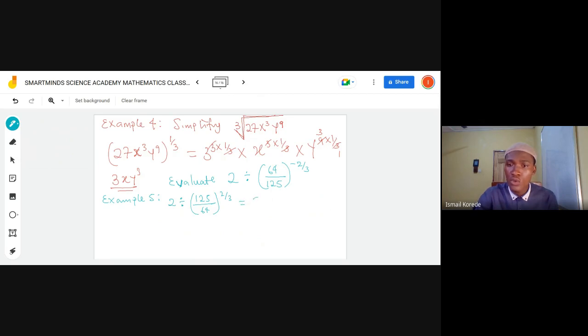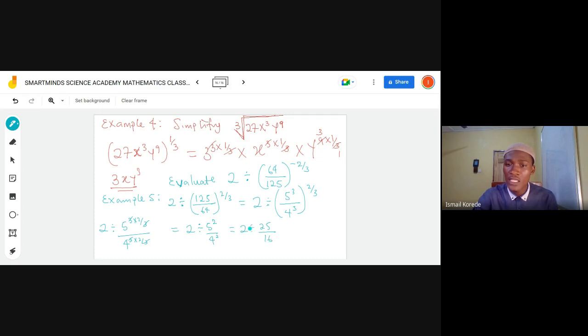So this is equal to 2 divided by, the index form of 125 is 5 to the power of 3, and the index form of 64 is 4 to the power of 3, raised to the power of 2 over 3. So I can share 2 over 3 for both. So that I can have 2 divided by 5 to the power of 3 times 2 over 3 over 4 to the power of 3 times 2 over 3. 3 cancels out 3, 3 cancels out 3. So I have 2 divided by 5 squared over 4 squared. So I have 2 divided by 25 over 16.